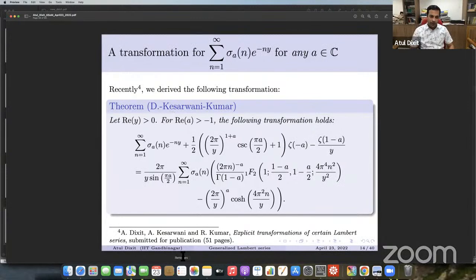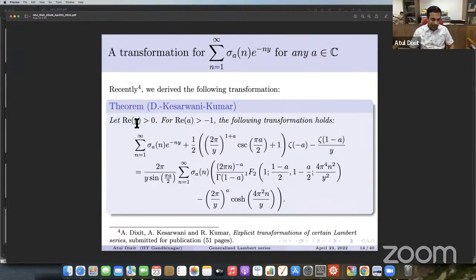So this is joint work with Ashita Kesarwani and Rahul Kumar. Just a few days back, this paper has been provisionally accepted for publication in Research in the Mathematical Sciences. However, we don't have a firm yes. So I say provisional acceptance.